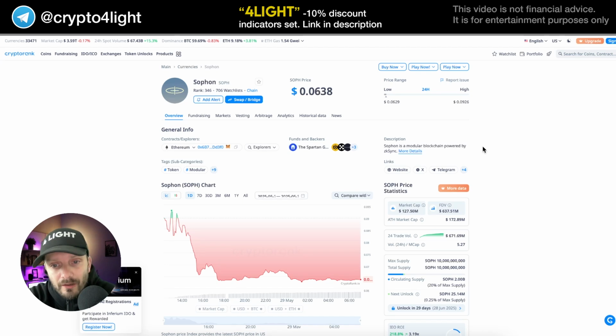Like usual, the same problem: only 20% of tokens in circulating supply. Next unlock in the next 29 days. With the current circulating supply, guys, now 2 billion, the market cap is 127 million, FDV over 600 million. So it's a problem of all of these brand new tokens.